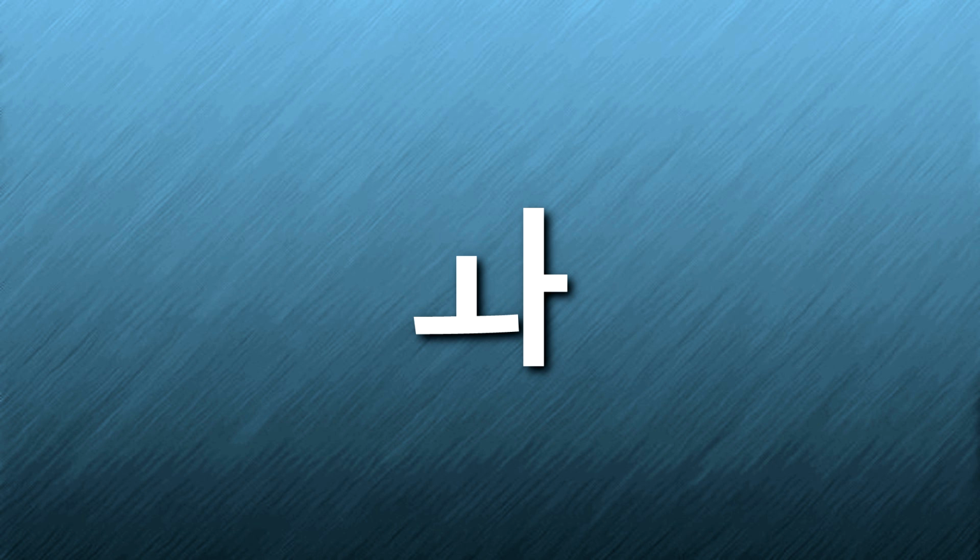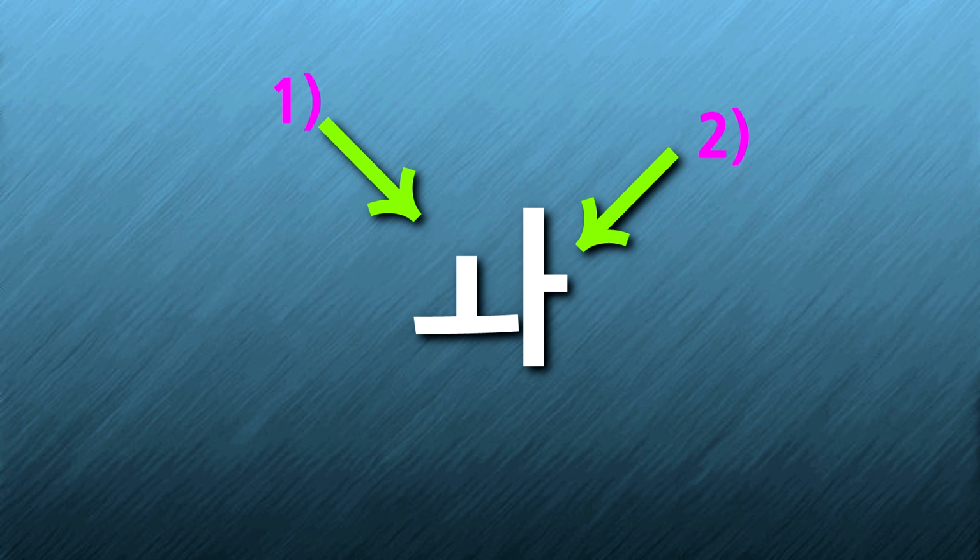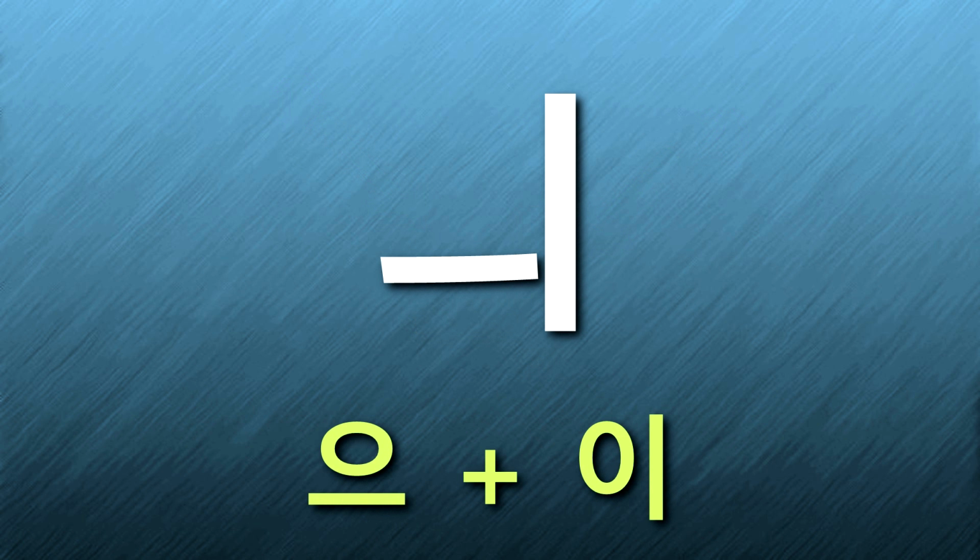This is what a diphthong is, and there are 7 of them to learn. They're all drawn in the same order. First, draw the first vowel on the left. Then draw the vowel on the right. Let's look at each one individually.